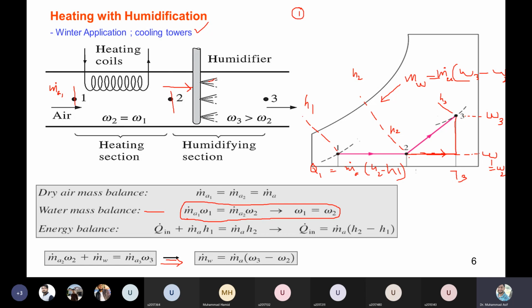So let's say this point is A, the point between 2 and 3. From 2 to A is the sensible heat, and from A to 3 is the latent heat. So the total heat from 2 to 3 is the sum of the sensible heat from 2 to A and the latent heat from A to 3. The total heat is equal to the sum of the sensible heat and the latent heat.